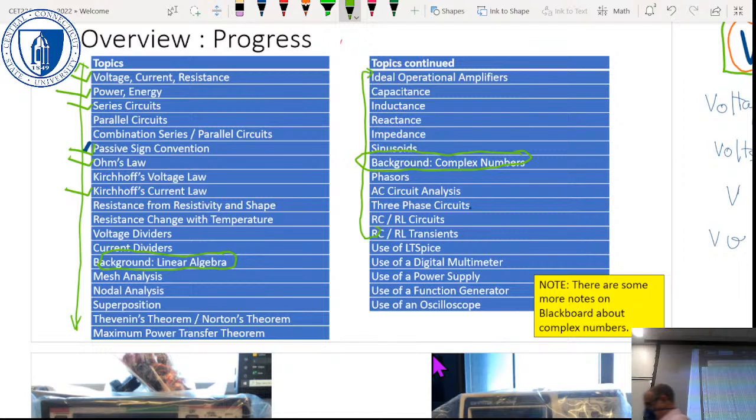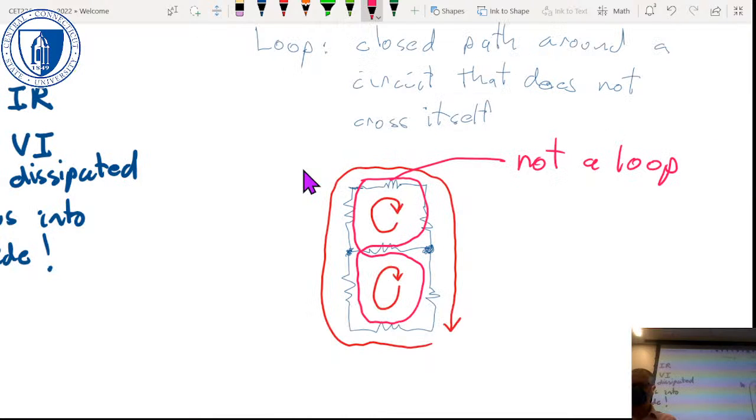Now, there's another term that I'm going to introduce now that we're not going to use for a little bit, and that is a mesh. You may have seen the word mesh analysis, right? So I'm going to talk about mesh analysis shortly, but I thought I'd introduce mesh now that we're talking about loops. A mesh is a type of loop.